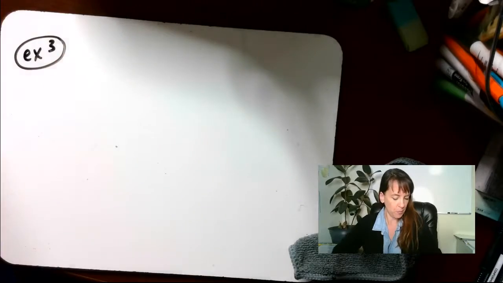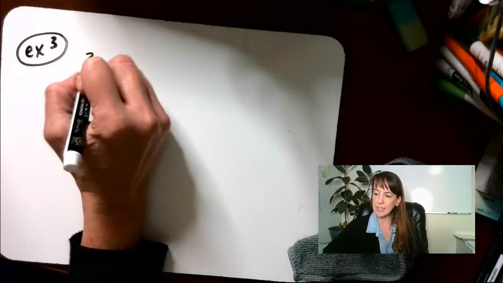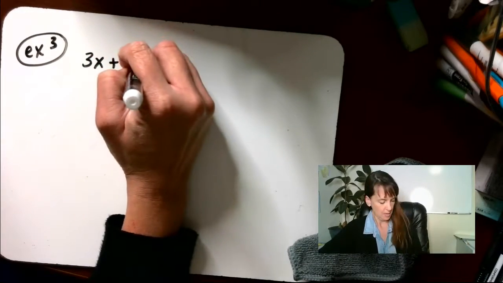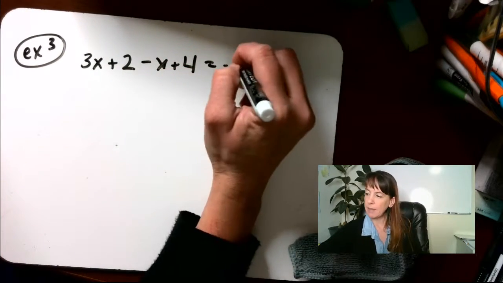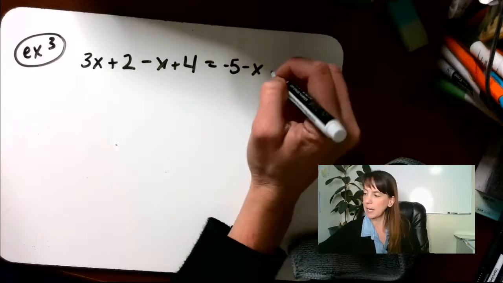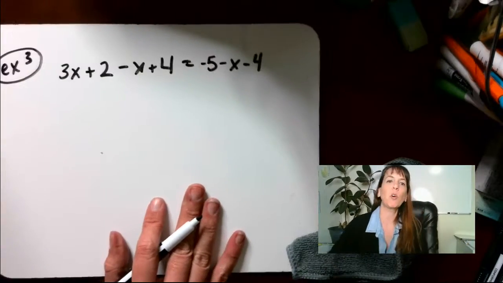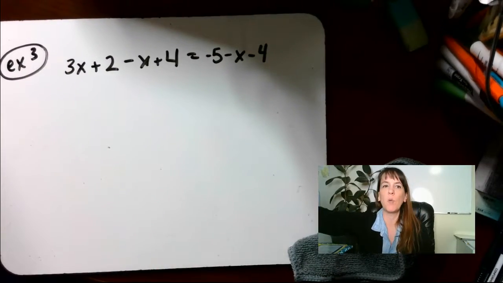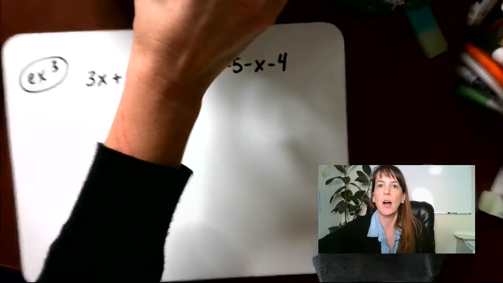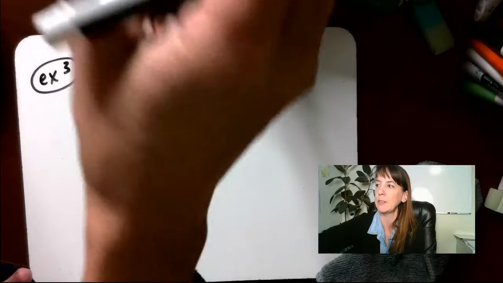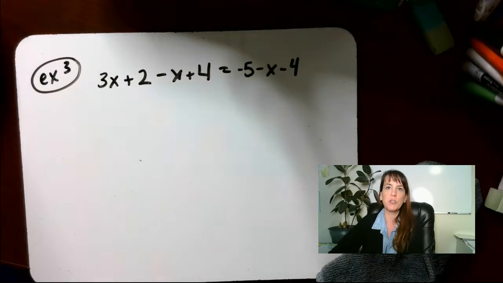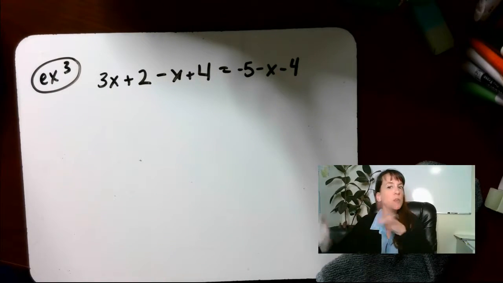All right, so we've got 3x plus 2 minus x plus 4 equals negative 5 minus x minus 4. All right, guys, before we begin moving things over from one side of the equation to the other, I highly advise that first you combine all your like terms and group everything that you need to, before we go moving it around, okay?